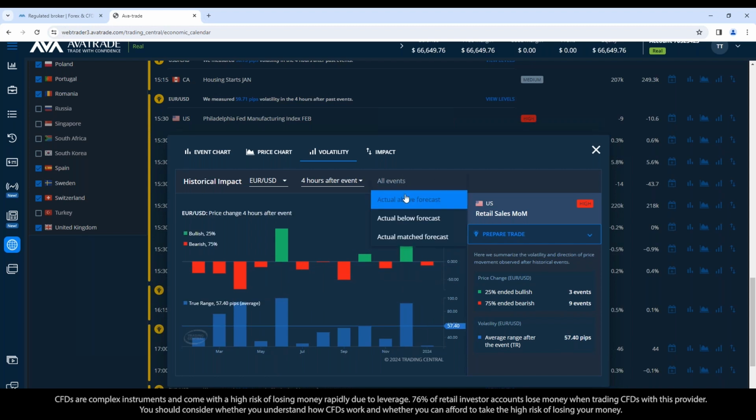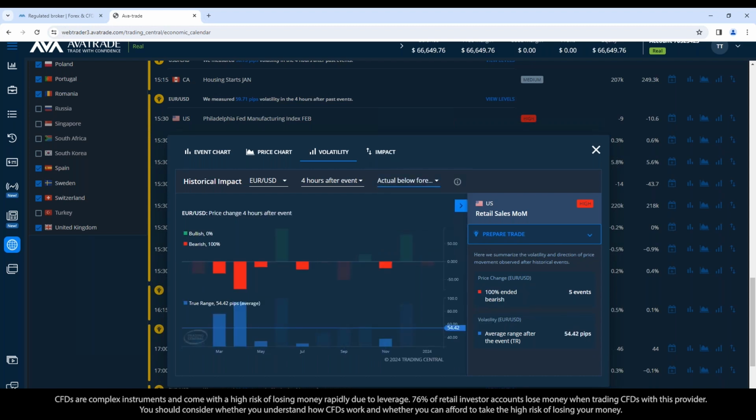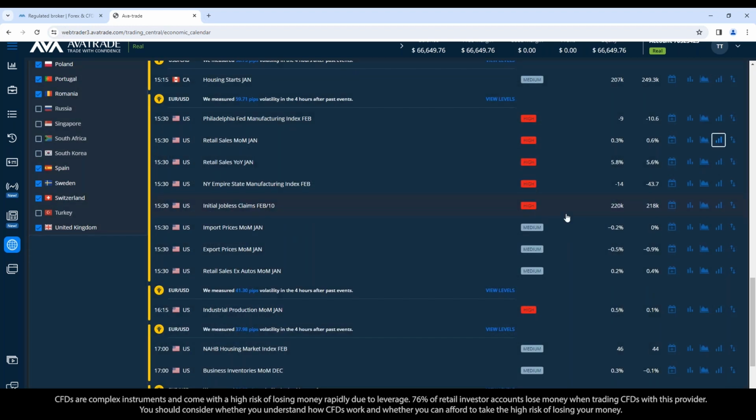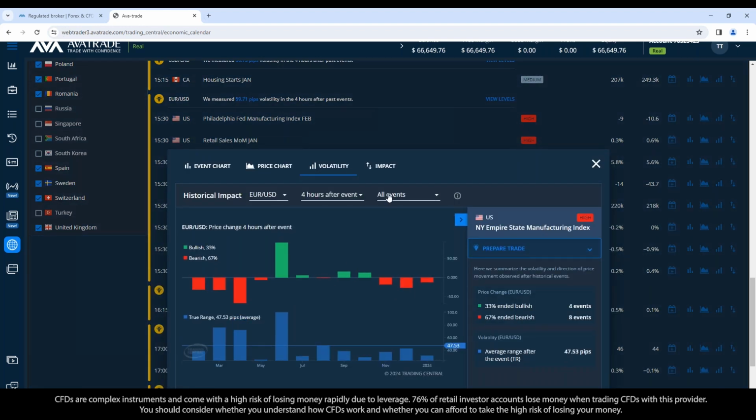If this comes in above forecast, okay, 57% down. If it comes in below forecast, 100% down, okay? So even bad news economically with retail sales, USD is strengthening, okay? That's what the history shows. What about manufacturing data? All events, USD is strengthening after this announcement, 67% of the time. If it's above forecast, okay, 50-50. Below forecast, 83% dropping.